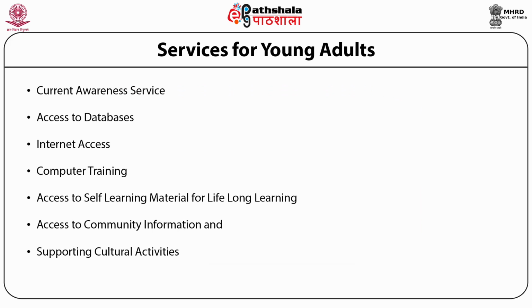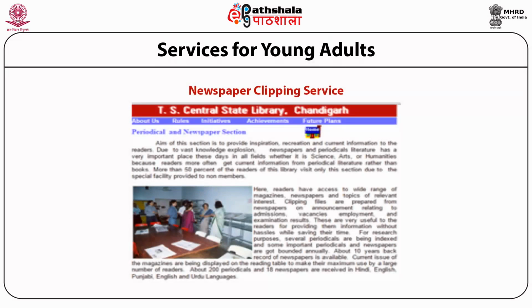A public library provides a wide range of anticipatory services to adults based on the type of adult user community it serves. Services are also dependent on the educational level of the user community. In general, it aims to fulfill the day-to-day information needs, informal education needs, cultural as well as recreational needs of the user community they serve. To meet current awareness needs, Central Library Chandigarh provides a newspaper clipping service.